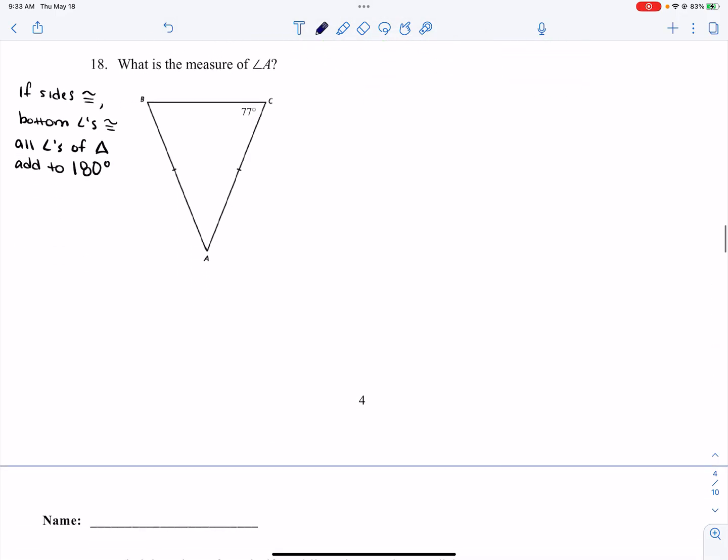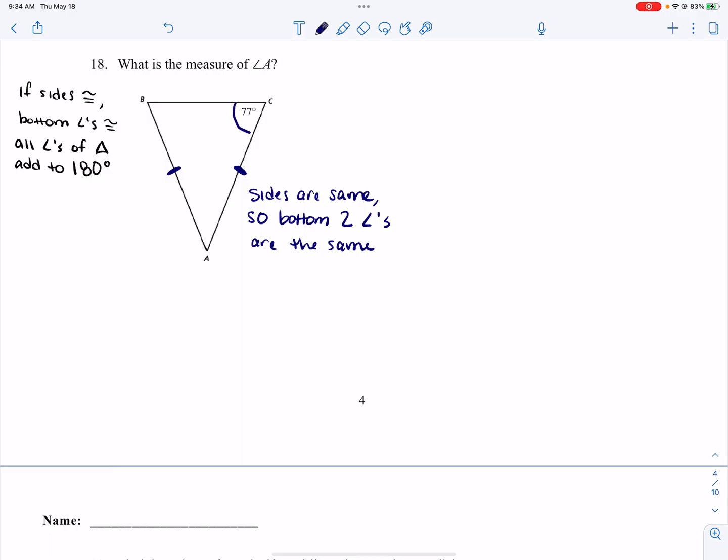All right, number 18, what is the measure of angle A? Okay, so these little marks right here are telling me that my sides are the same, okay? So if sides are the same, so the bottom two angles are the same.